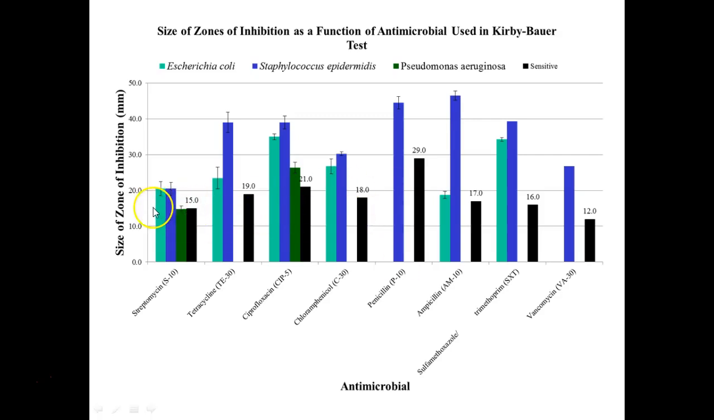For our Staph, it was pretty much sensitive to everything, right? Staph, this pretty blue bar, is above all of the sensitive bars for all of the antibiotics that we tested. E. coli was sensitive, again, to most of the things as well, right? So streptomycin, tetracycline, chloramphenicol, ciprofloxacin, but definitely not penicillin, naturally resistant.